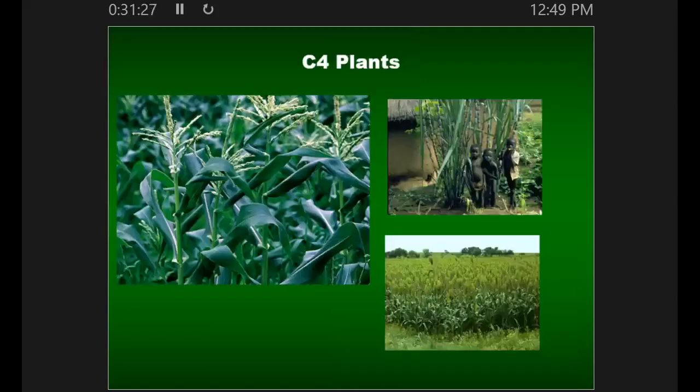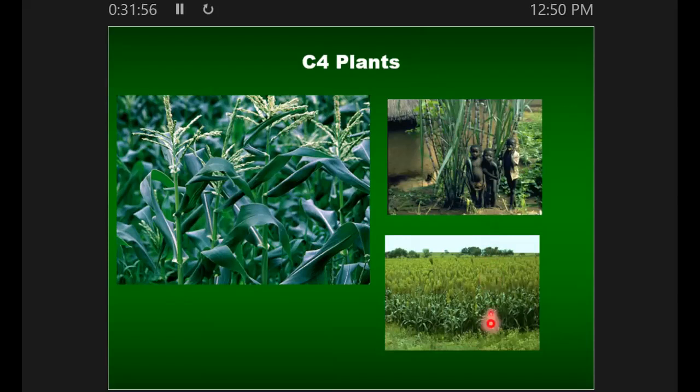So there's a handful of C4 plants. Corn is the most famous. Here you're seeing an image of sugarcane. Both of those are hugely important in our food industry. This is a field of sorghum, which is actually gaining in usage. That used to be used just to feed cattle, but they're now incorporating it in a lot of human food directly. So three huge crops are all C4 plants.